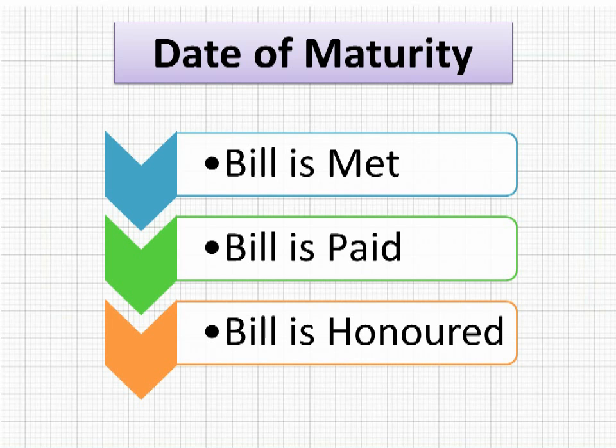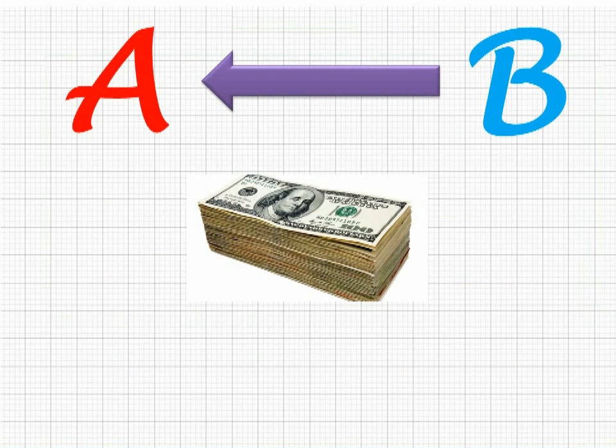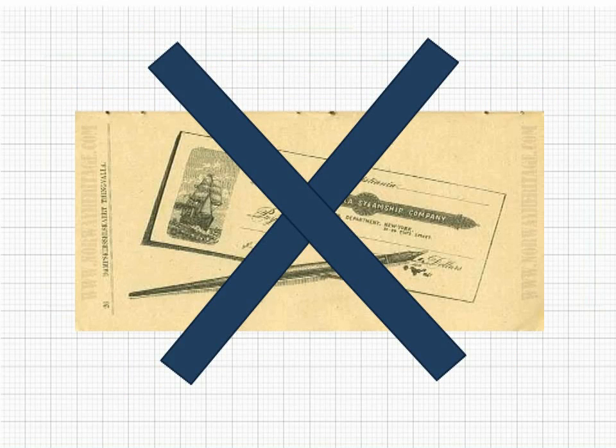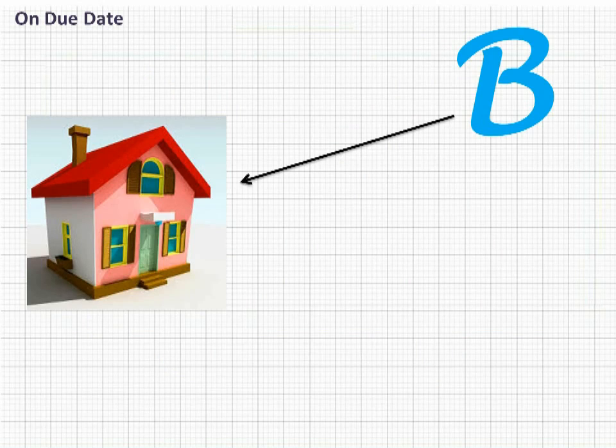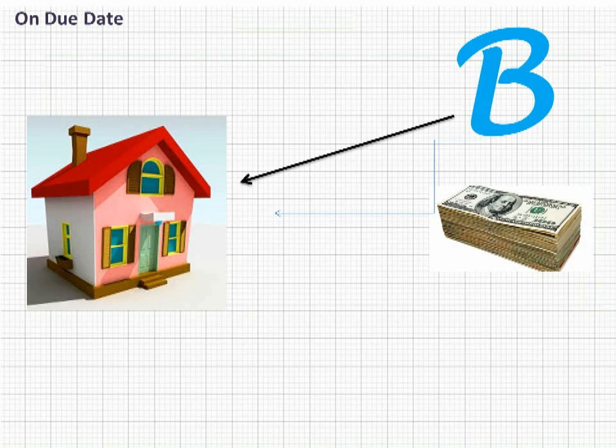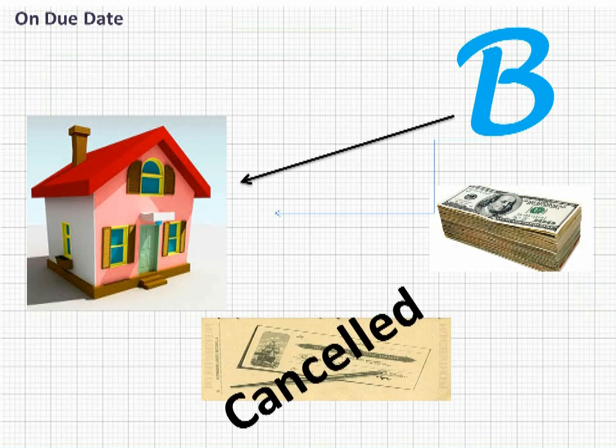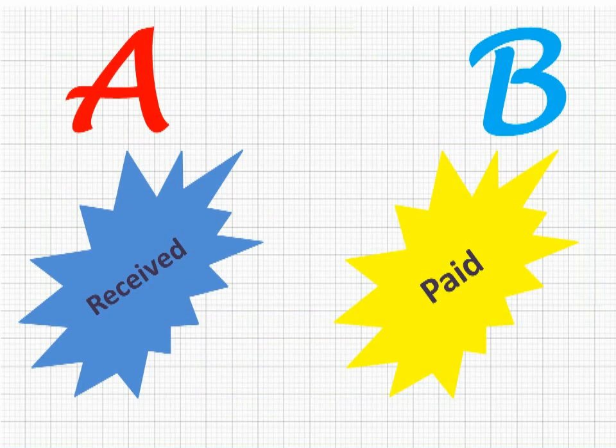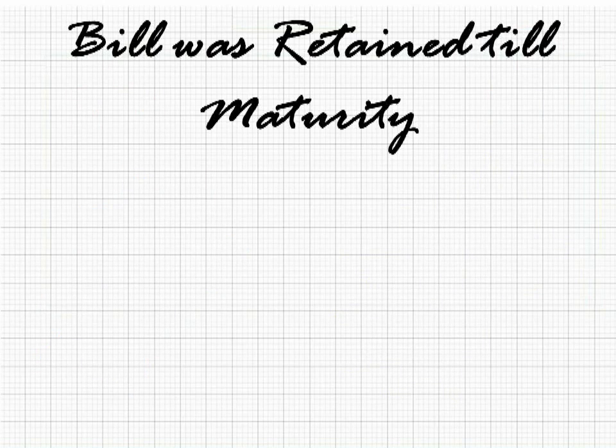So be familiar with all these technical terms. If the bill is met, it means on the due date, B goes to A, pays cash to A, and cancels the bill. So we are going to assume that on the due date, the drawee, I mean to say B, will go to the place of A, he will pay cash to A, and will take back the bill, and it will be cancelled. In this way, after 2 or 3 months, A would have received the cash, and B would have paid the cash. So this situation is called the bill was retained till maturity.